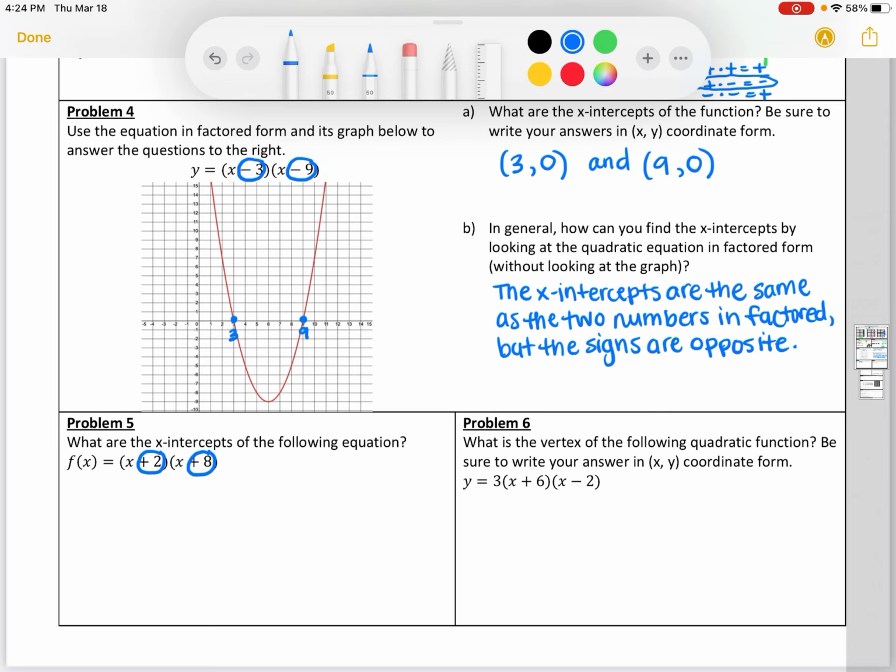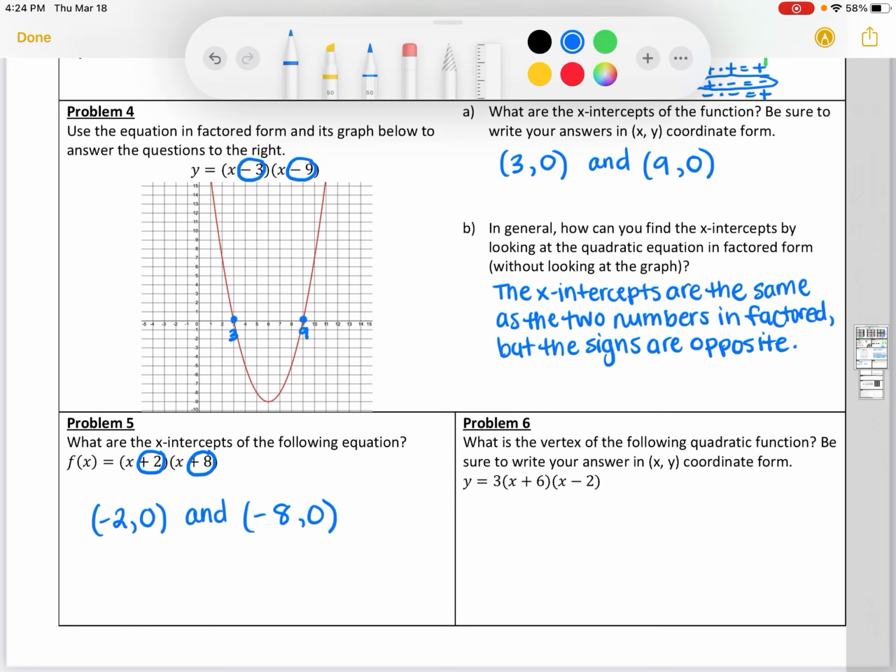That means my x-intercepts will have the opposite sign, so they're both going to be negative. So -2, 0, and -8, 0. And by now we should definitely be remembering the y value of any x-intercept is always 0. You want to make sure you're putting these things in coordinate form.